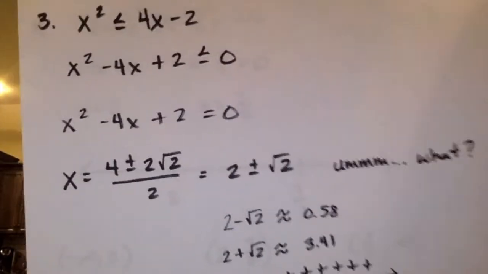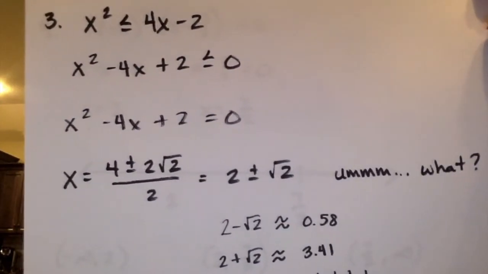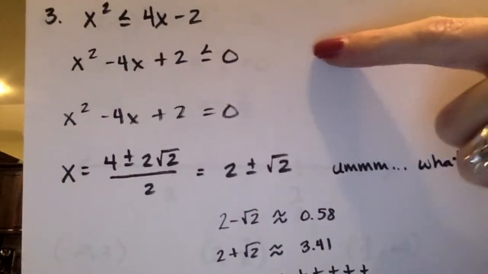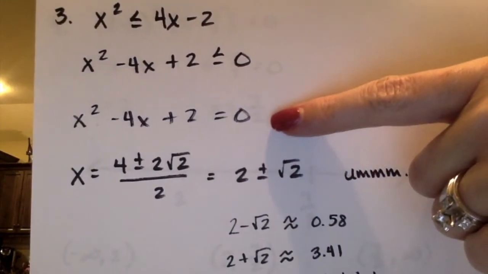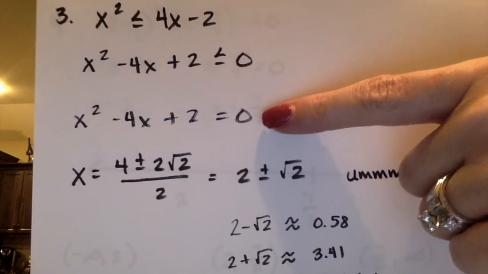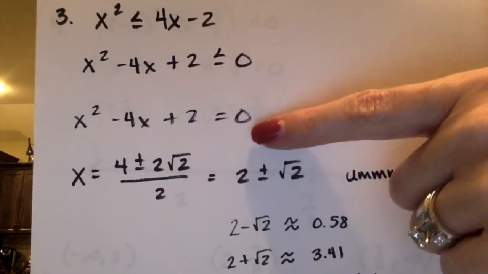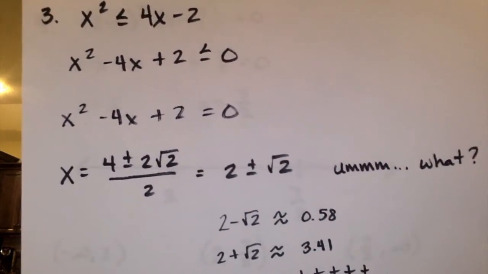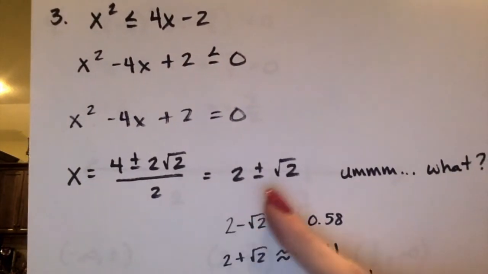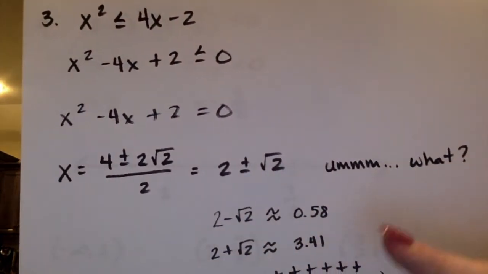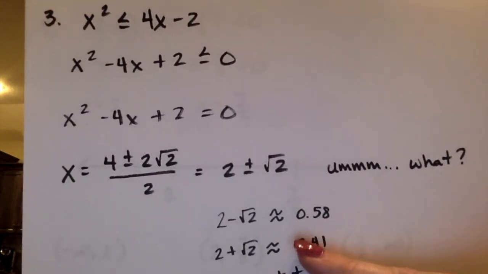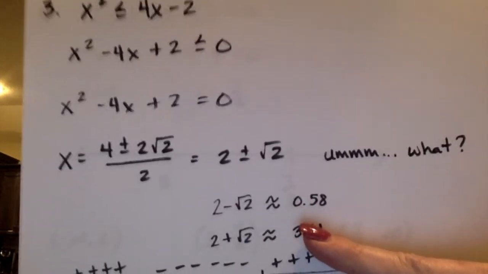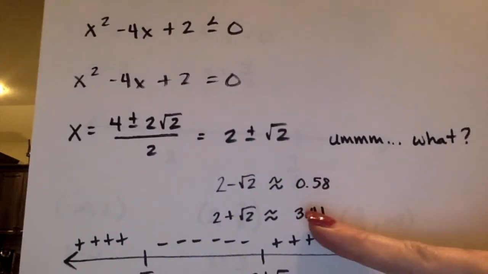Okay, here's another example. X squared is less than or equal to 4x minus 2. Again, get 0 on one side, and then we need to solve this equation. Well, it turns out this one is not factorable, so that kind of stinks. So we end up having to use the quadratic formula on it, and we get this as our answers. Well, in order for us to really do this effectively, we're probably going to have to get decimal approximations for those. So that's what I've done here.